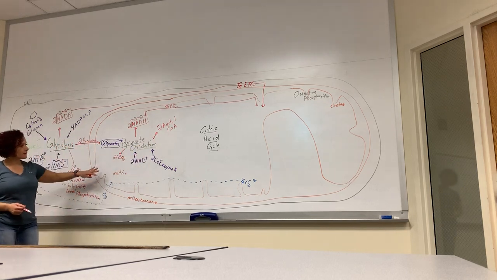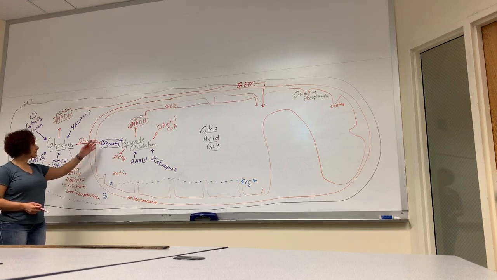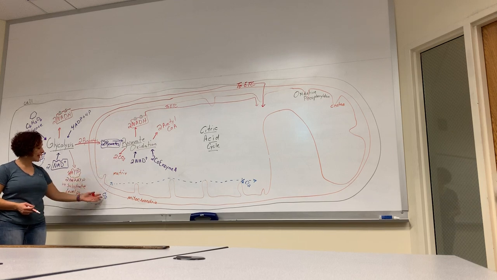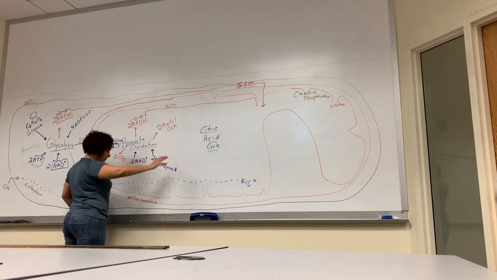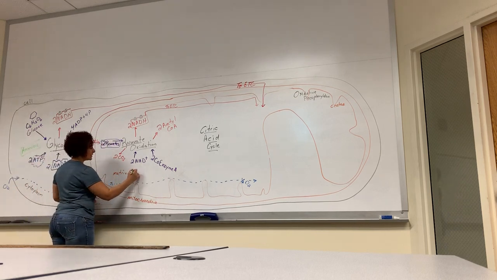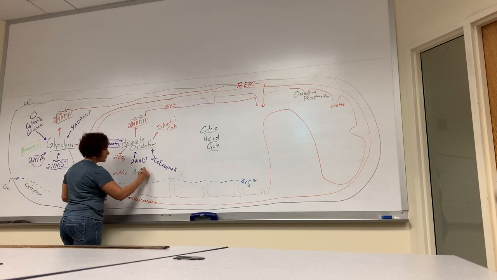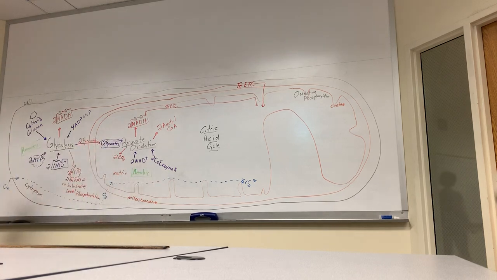So pyruvate oxidation takes place in the matrix. And because this molecule couldn't get into the matrix without oxygen, all the systems inside the mitochondria are aerobic, A-E-R-O-B-I-C, which means oxygen is needed for that to happen. All of them.